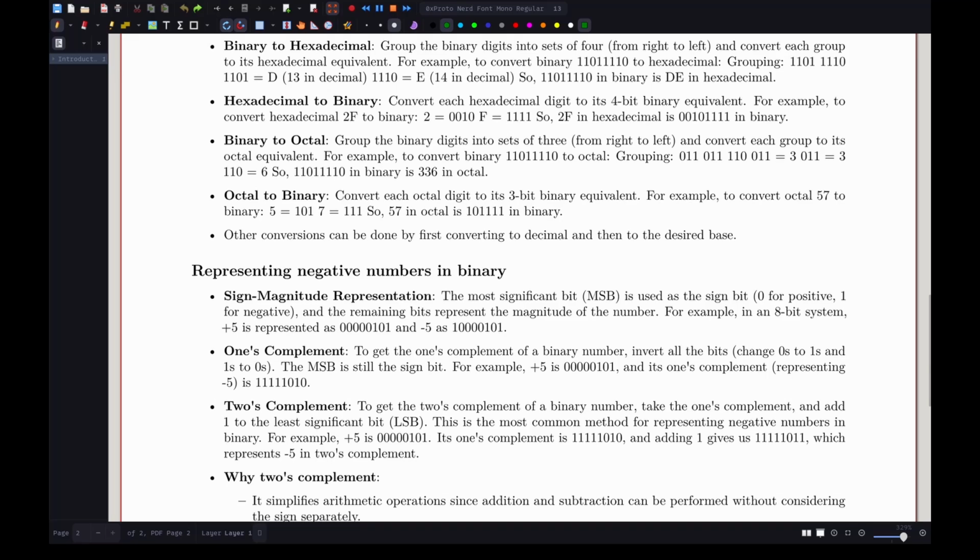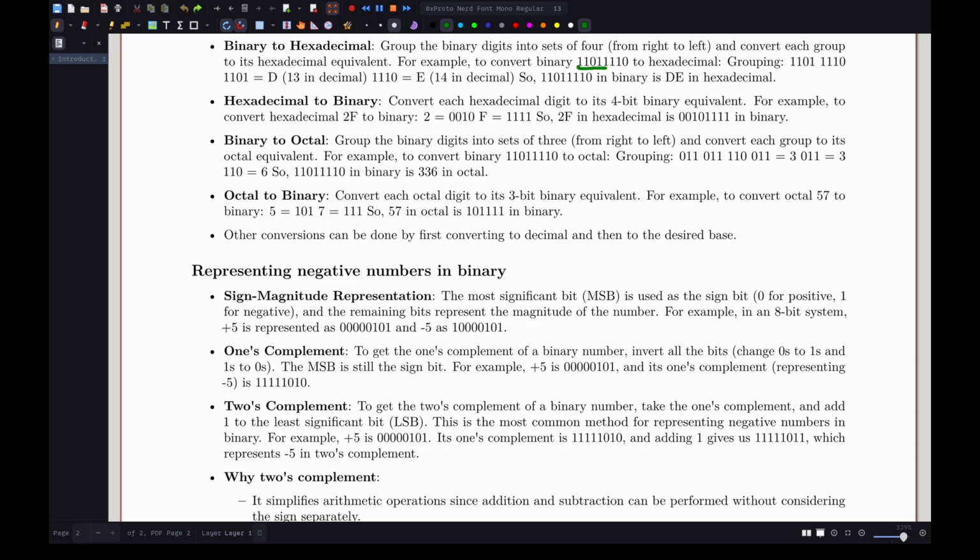Binary to hex, really simple, create groups of 4. Why? 2 power 4 is 16. Binary is base 2. Hexadecimal is 2 power 4, which is 16. So a group of 4 bits equals 1 hexadecimal digit, right?